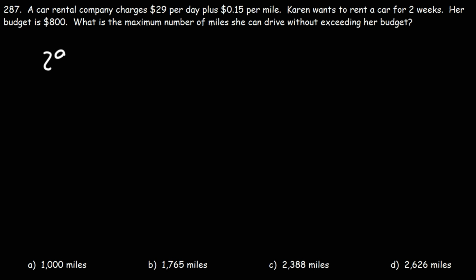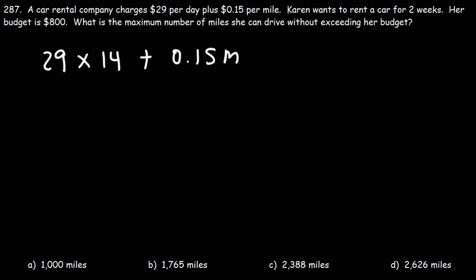So we know the daily cost of renting a vehicle is $29 per day. And we know that she wants to rent the car for 2 weeks, which is 14 days. So that's one aspect of the cost of renting this vehicle, 29 times 14. The second part of the charge is 15 cents per mile. So that's 0.15 times the number of miles, which will be M.